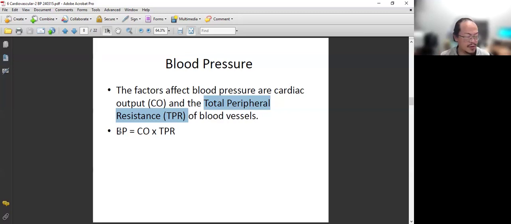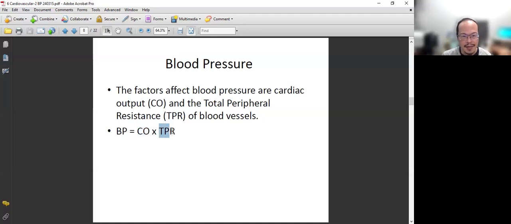That's the homeostatic loop that we talk about in our very first lab, and we will also talk about it again in our next lab. So that's the cardiac output. The higher the cardiac output, the higher the blood pressure, right?